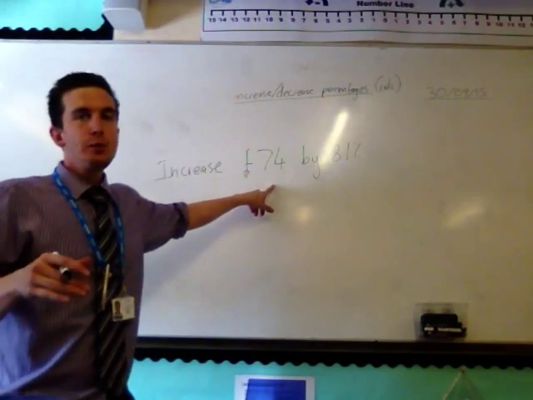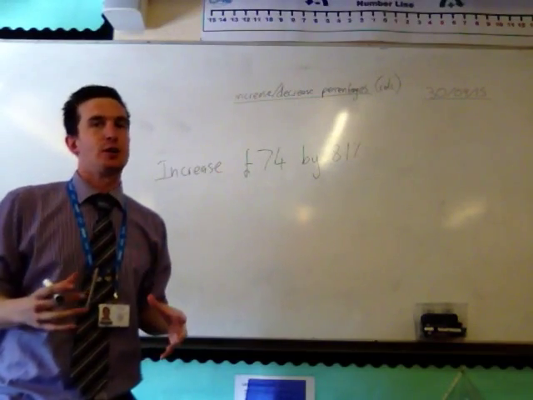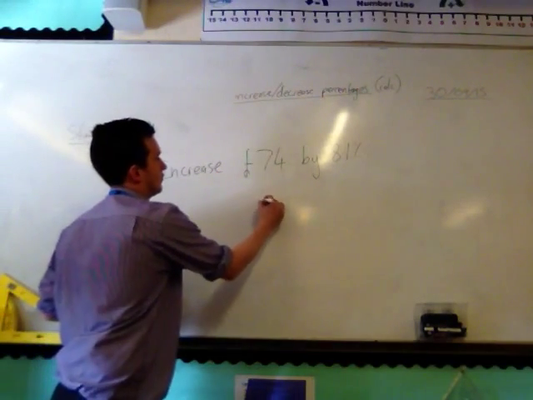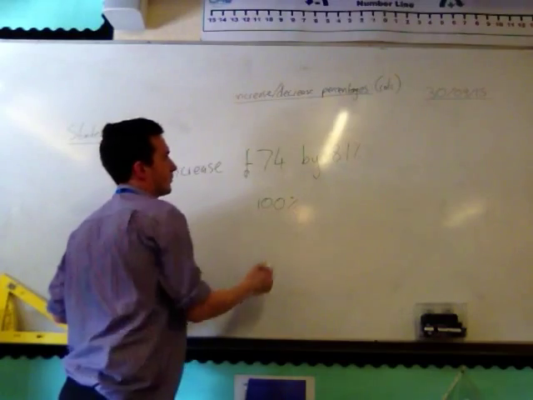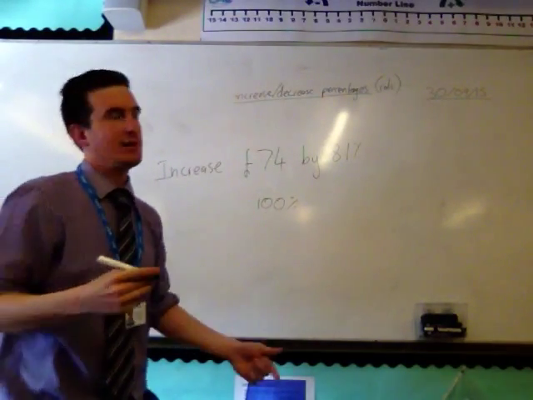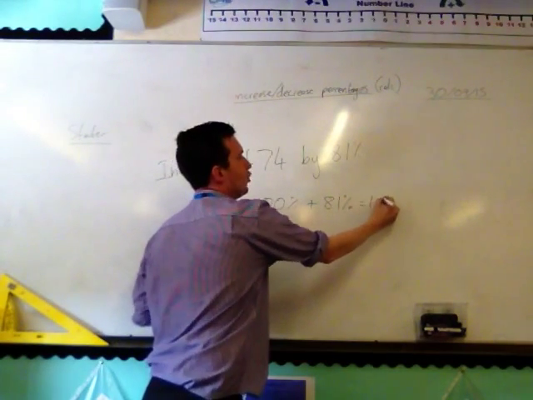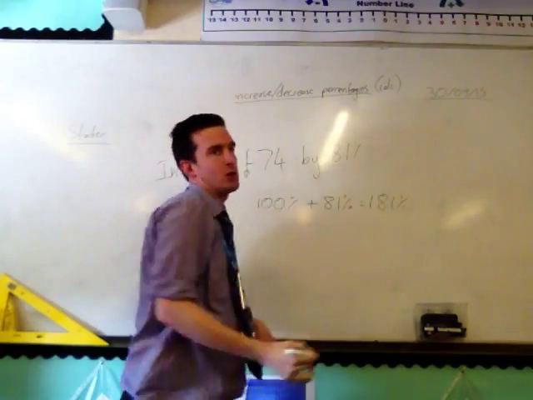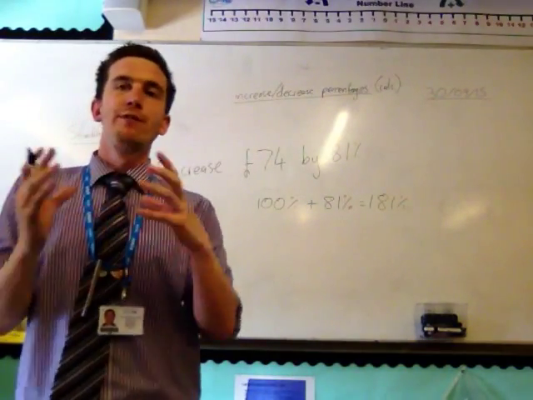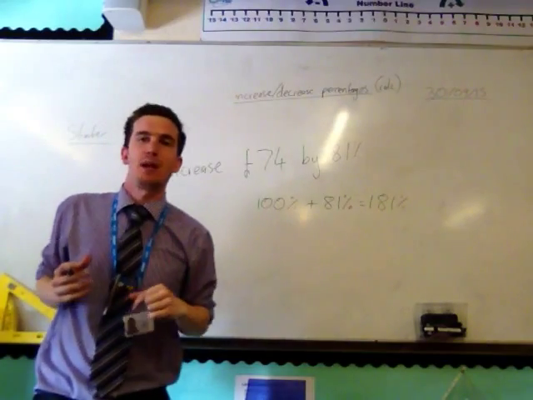If we assume £74 is 100% of the value, and I'm going to increase it by 81%. Add 81%, that's going to be 181% in total. So what we do is we convert the 181% into a decimal. They call it a decimal multiplier.